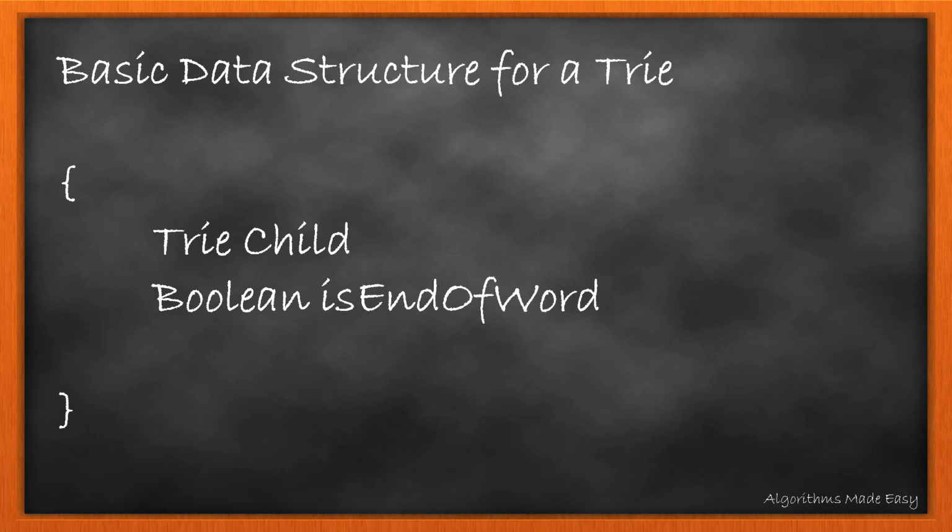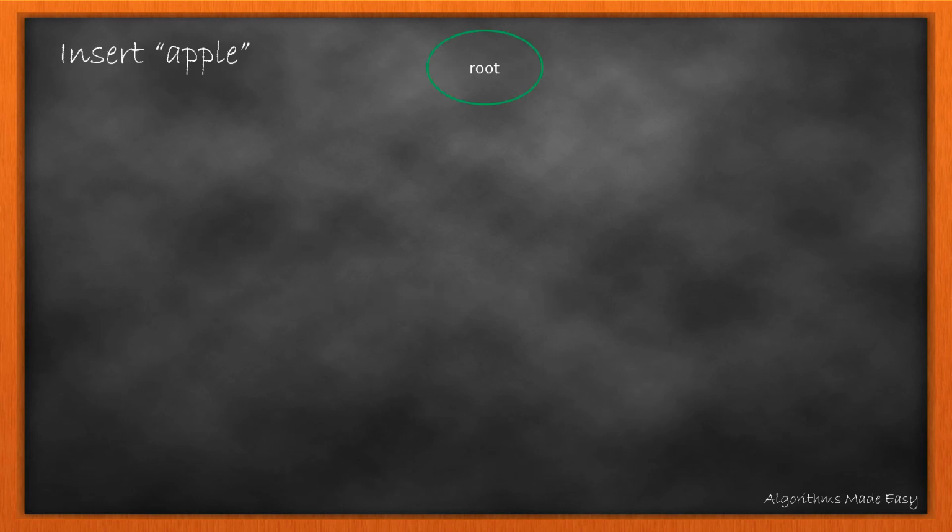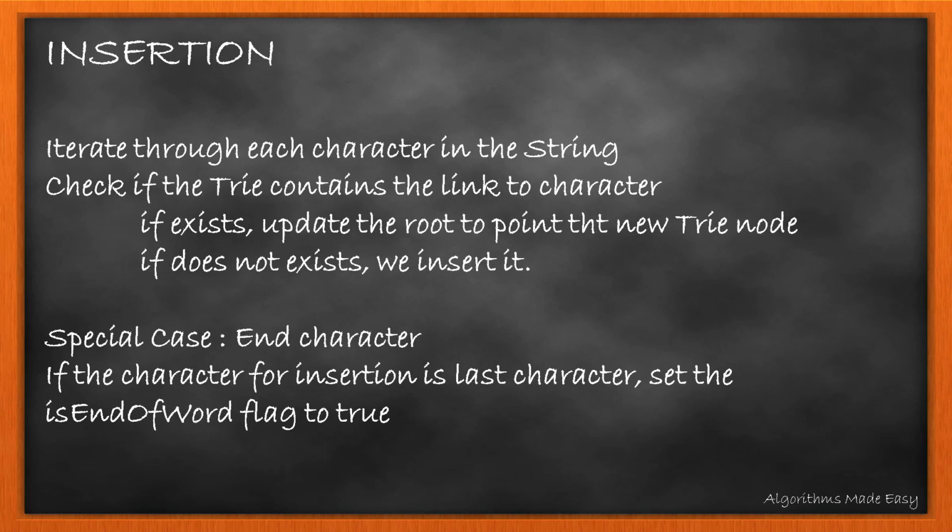Let's see its operations with an example. We will try to insert the word apple into the trie. Initially, the root will be empty. For inserting a word, we will iterate through each character of the word and check if the trie already contains a link to the character. If yes, we update our current node to that node and move ahead. If not, we insert the character. We perform this for all the characters except the end character. For the end character, we add it with isEnd of word as true. And if already present, we just update the node with the isEnd of word flag set to true.